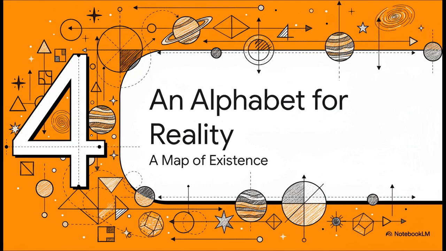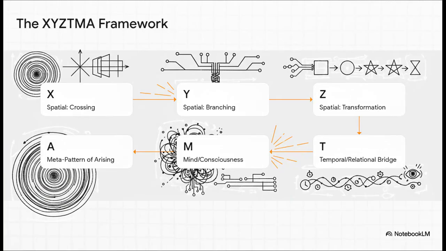Okay, so we've got these individual letter meanings, and we have a kind of geometric grammar. So where does all this lead? Well, this is where the idea really scales up big time. It suggests the alphabet isn't just describing little concepts, it might be a map of reality itself. So the source material calls this the XYZTMA framework. And yeah, I know, that sounds super complex, but the idea behind it is actually pretty straightforward. It says that 6 key letters, X, Y, Z, T, M, and A, geometrically encode the fundamental dimensions of our reality. It maps X, Y, and Z to our 3 spatial dimensions, T to the relational bridge of time, and get this, even M to consciousness itself.